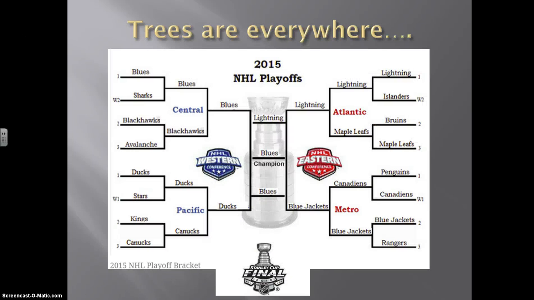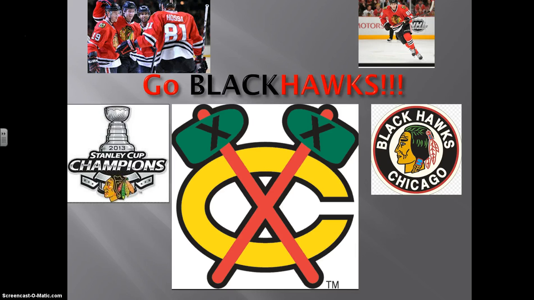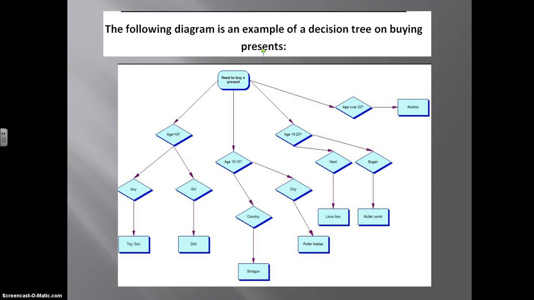So trees are everywhere around us, and we're not talking about the ones outside. This is an example of the NHL playoffs. Go Blackhawks! Okay, here's another example of a tree diagram.